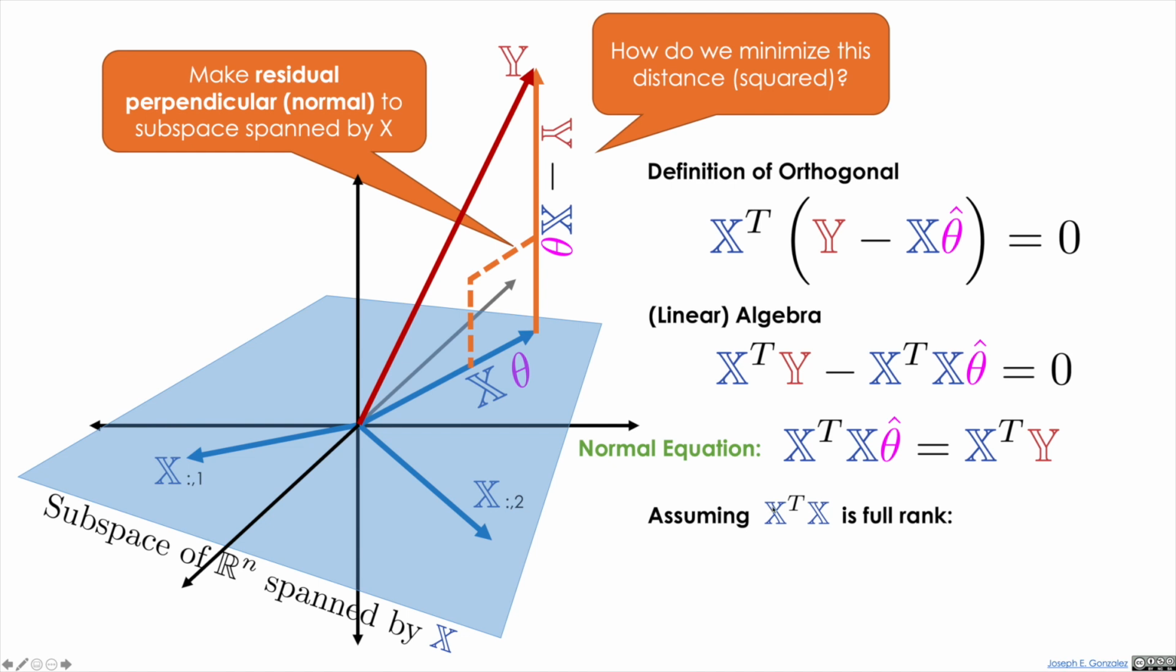Now, if we assume x transpose x is a full rank matrix, then we can invert x transpose x and solve for the optimal theta hat that minimizes this loss. And so this gives us theta hat equals x transpose x inverted times x transpose y. And so this is the solution to the normal equations.